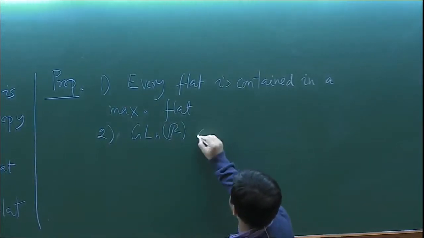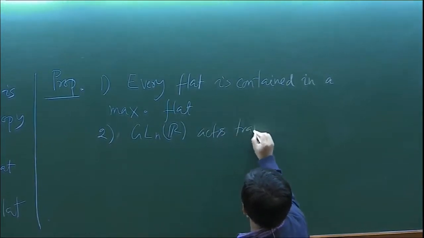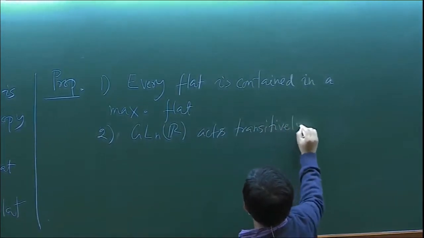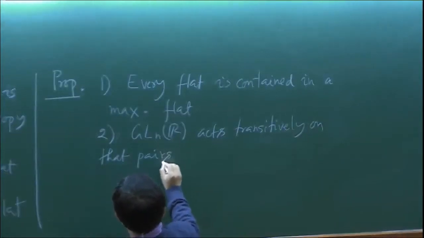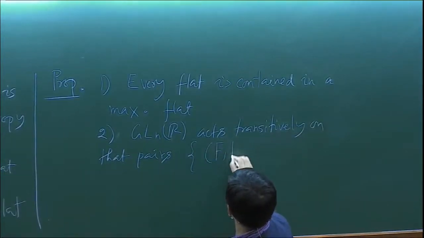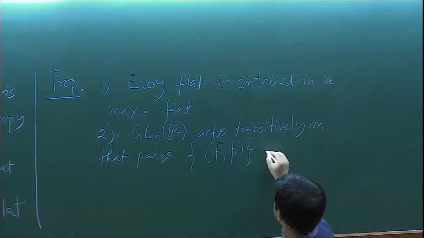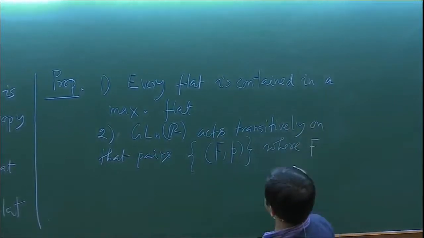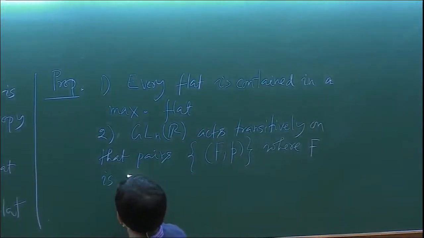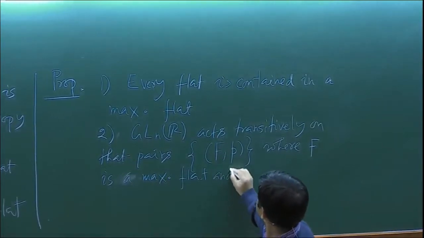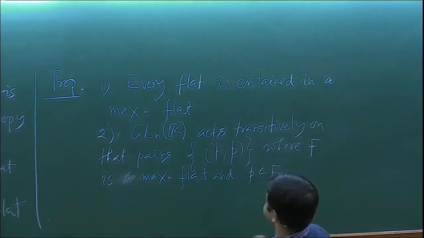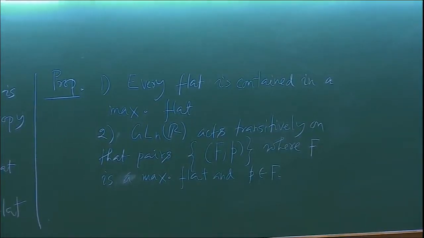So GL_n(R) acts transitively on the pairs (F, P), where F is a flat and P is a point. F is an arbitrary flat, sorry, maximal flat, and P is a point inside this thing. Okay, so this will prove that all maximal flats have the same dimension.